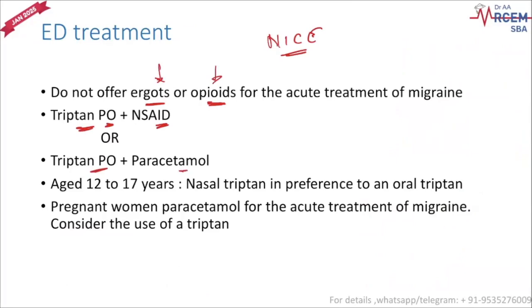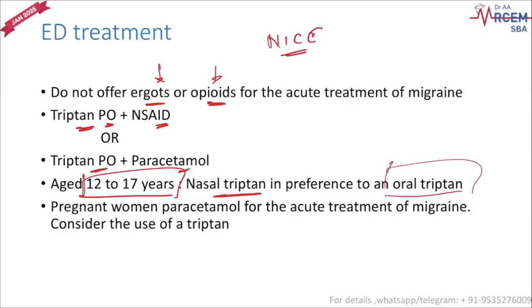Triptan orally plus a paracetamol. So either with a triptan, you'll add a paracetamol or you'll add an NSAID and discharge them. Someone who is a teenager, that is in the age group of 12 to 17 years, nasal triptans are present. That is, an intranasal spray of a triptan is present rather than giving them an oral triptan in those patients.